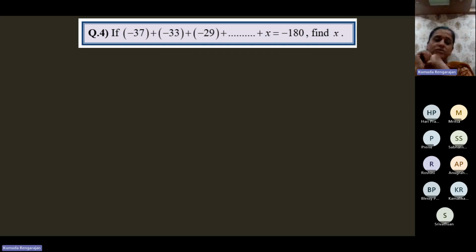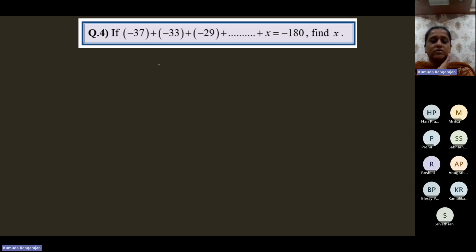What's the common difference of the AP? What's the value of d? 4. Correct. Minus 33 minus minus 37 is 4.